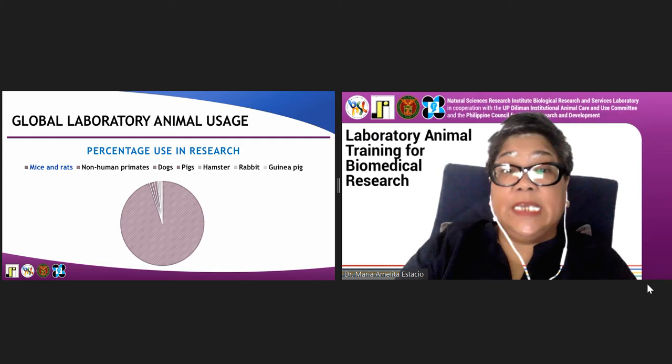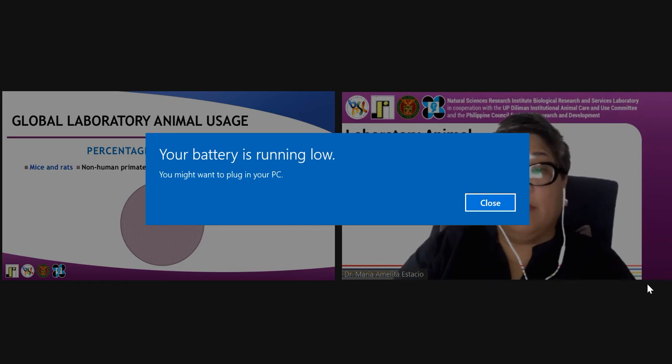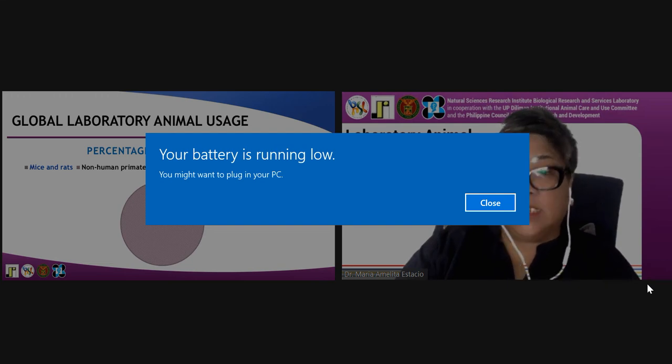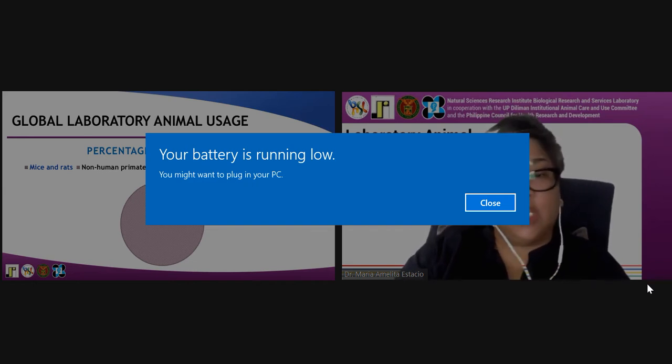Now, there is an increasing trend in the use of large animals, such as the dog, the pigs, and the non-human primates. Because based on the pathophysiology of human diseases, there are specific diseases that mimic the human diseases in using these larger forms of animals. Now, with regards to the hamsters, the rabbit, and the guinea pig, there are specific biomedical concerns or research for which it is appropriate to use these animals. And again, we would be discussing this in this presentation.